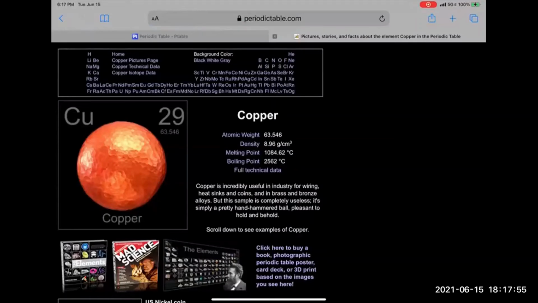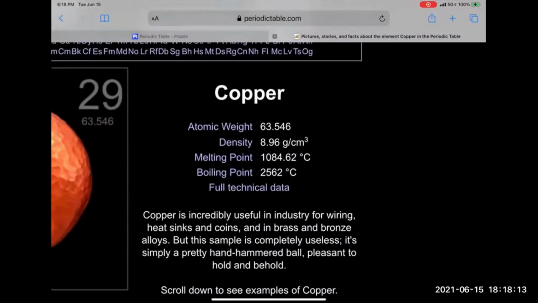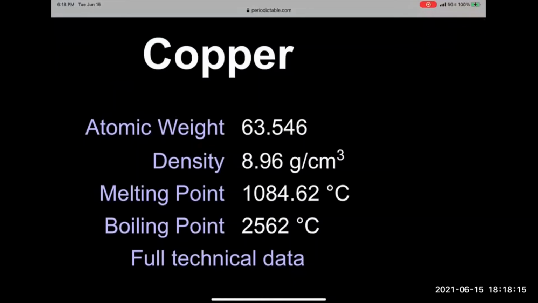Metallic and shiny. Metallic, shiny, yes. What else? Reddish orange. Reddish orange color, very good. Anything else? So that is, it's a good conductor of electricity. So you see right here, these, I can't zoom it. See the density, 8.96 grams per centimeter cube.